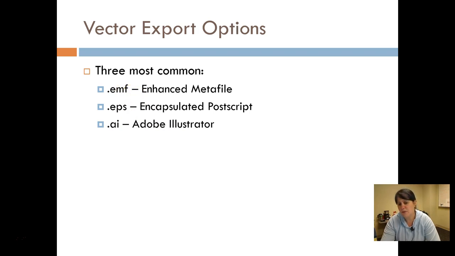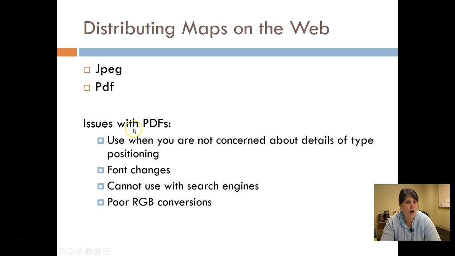Some of you may have noticed that when you export your map, sometimes some of your map elements move and sometimes they look different. And I'm particularly referring to PDFs here. That's not uncommon. That's actually just a weakness in the software and in the export process. The PDFs will change some positioning. Sometimes the fonts will change if you are exporting it and PDF doesn't support that particular font.